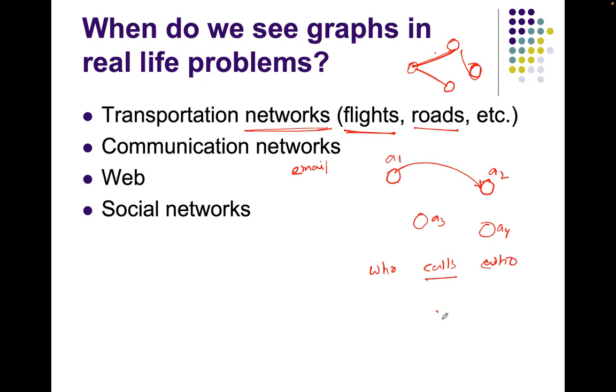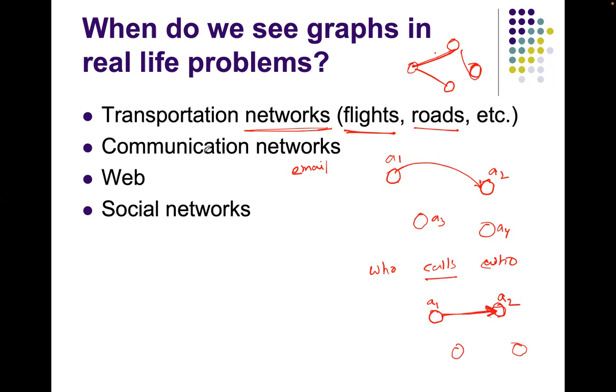Again, we have the set of users. If one user is communicating with another user, we can have an edge. In this particular example, we might want to use a directed graph. If user A1 is emailing user A2, here we might have a directed edge to represent that.